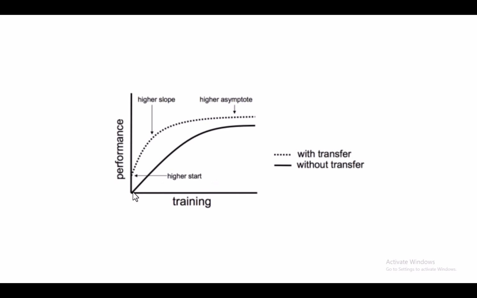You can see at the start of training, the performance was 0 in the case of without transfer learning, but the performance has some value at the start in the case of transfer learning. And the same is the case at any point of this graph. The performance is greater if we are using transfer learning, and the performance is lower if we are not using transfer learning. So that is the advantage of transfer learning, that we get better performance as compared to training a model from scratch.